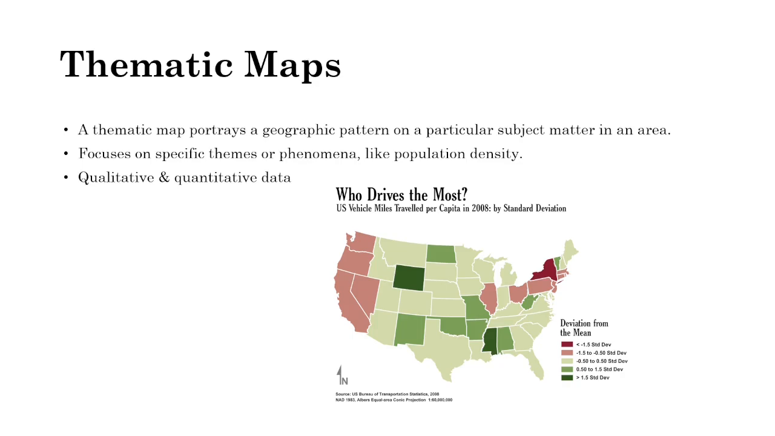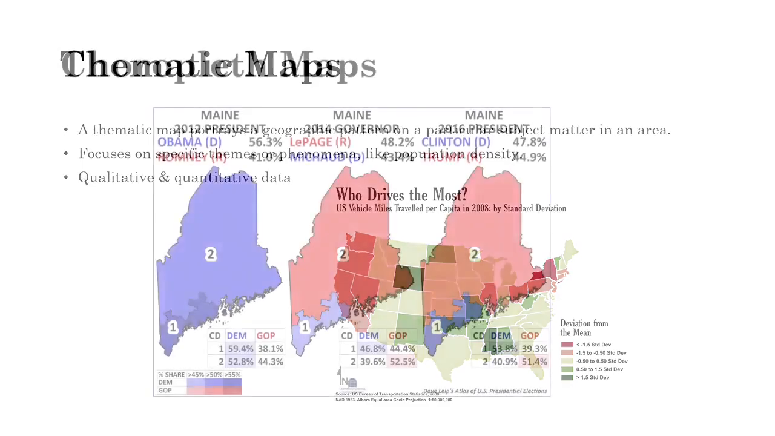These types of maps, thematic maps, show qualitative and quantitative data. Remember, quantitative data is data that deals with quantities, which are numbers. All right, that's an easy way to remember it, because that's going to show up again later in the course.